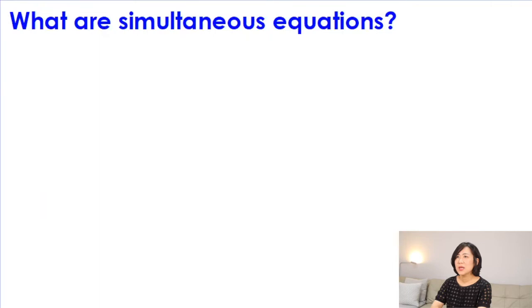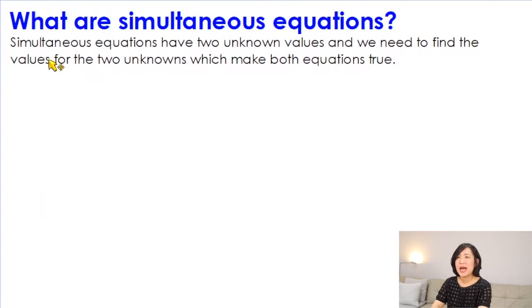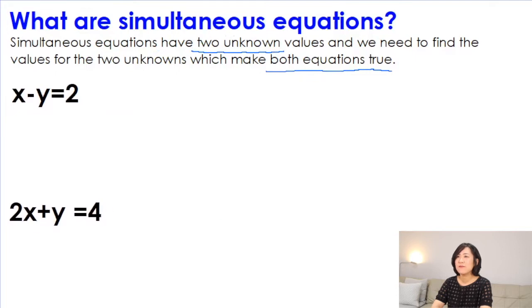So to start, what are simultaneous equations? Simultaneous equations have two unknown values, that means two variables, and we need to find the values for the two unknowns which make both equations true. Let's have a look at this. It has two variables and also two equations, and we need to find the solution for both equations. We've got x and at the same time y, so two unknowns with two equations.